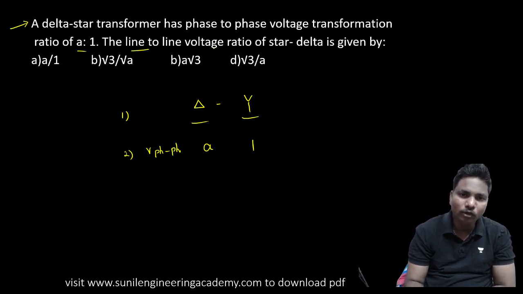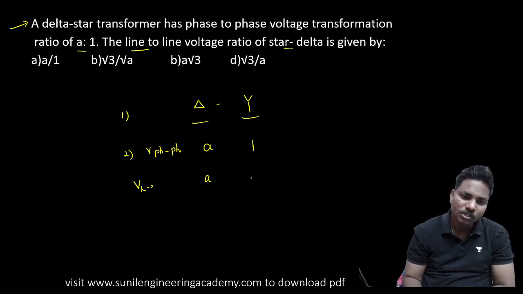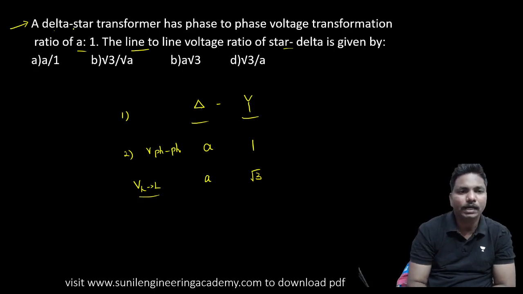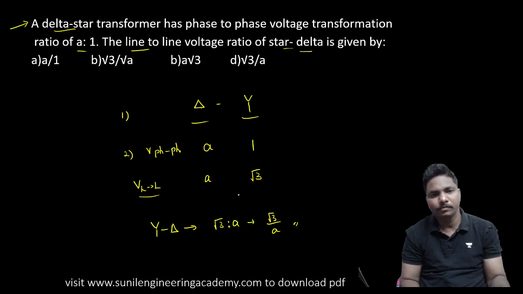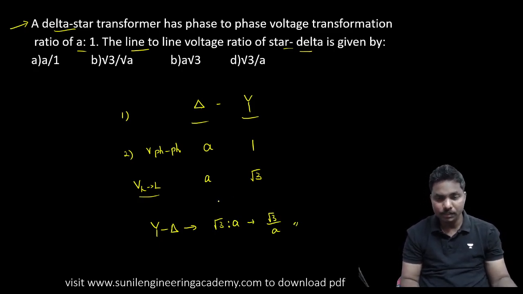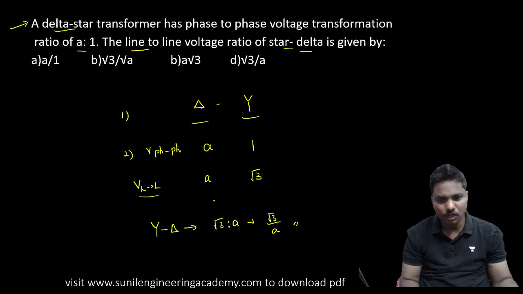Now they are asking the line to line voltage ratio of star delta. First of all, find the line to line ratio here. For delta, line voltage is equal to phase voltage, same. For star, line voltage is root 3 times. So now you are getting the line to line ratio for delta star, but they are asking star delta. If you want star delta, reverse it. Root 3 is to A, that is equal to root 3 by A. Clear? So the answer is option D.